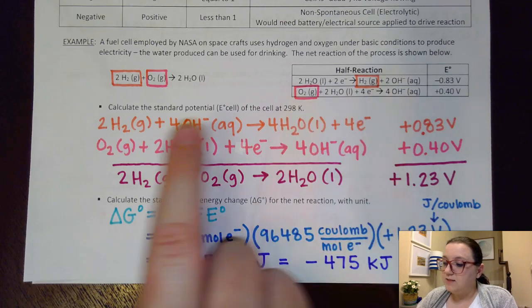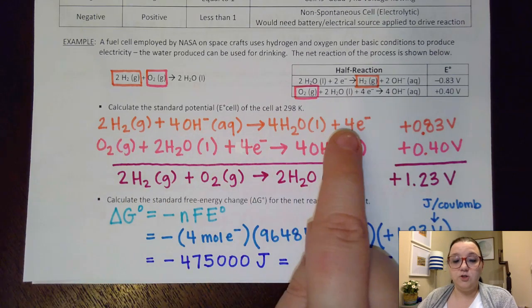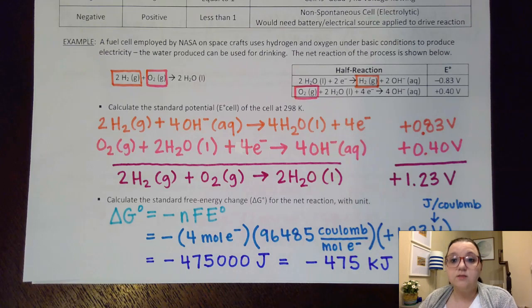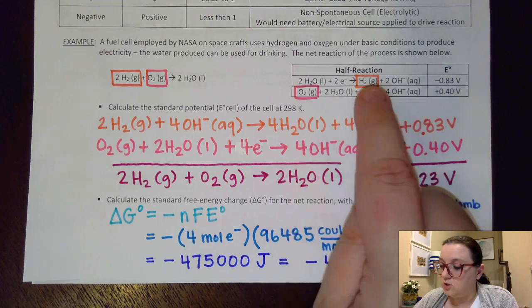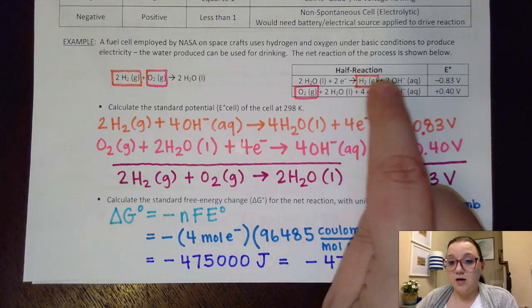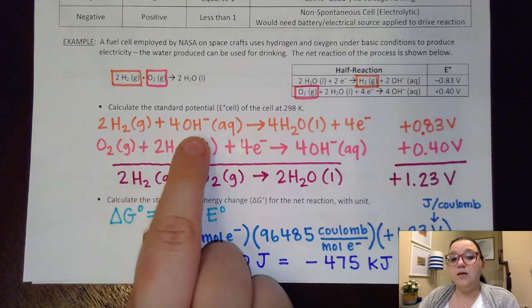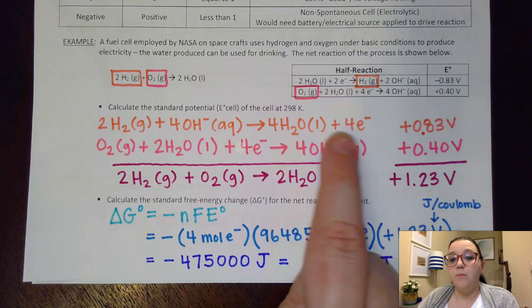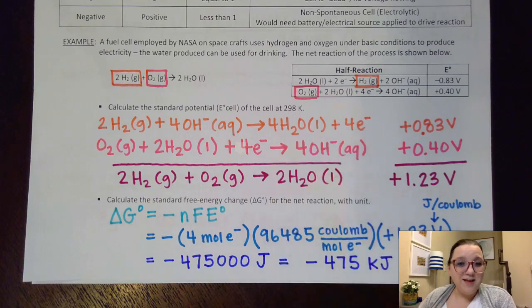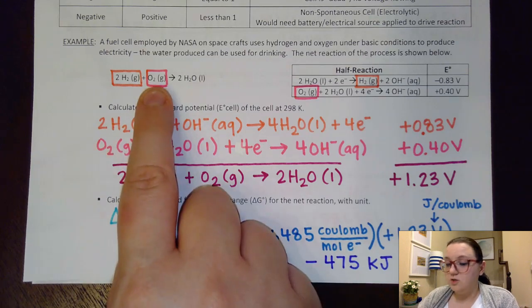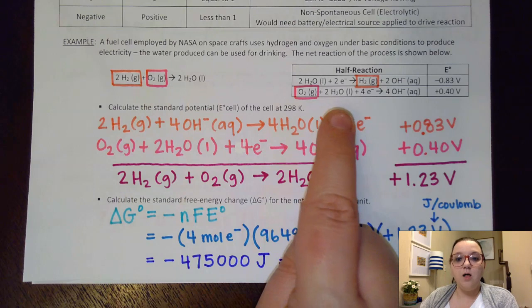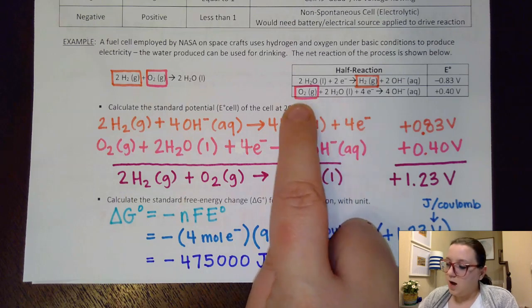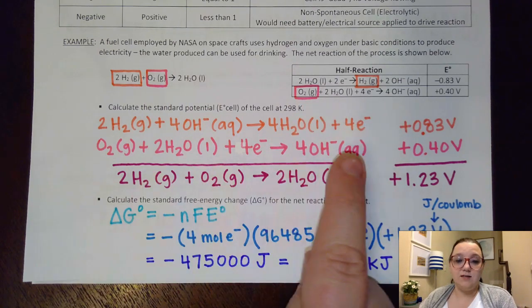And so what I did is I rewrote this equation, making those two changes. I reversed the equation, so now this H2 and hydroxide are on the reactant side, and the H2O and the electrons are on the product side. But the other thing I went ahead and did was double it, okay? So then I did the same thing with the oxygen, but here the oxygen was on the correct side, and so I just rewrote this equation as is.